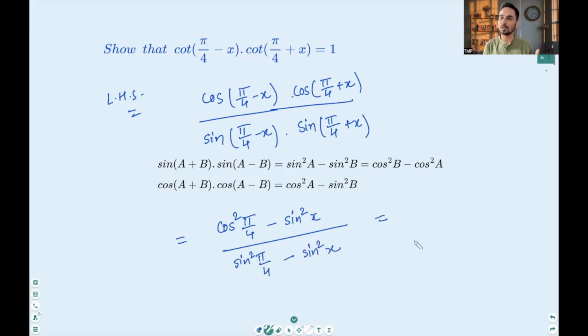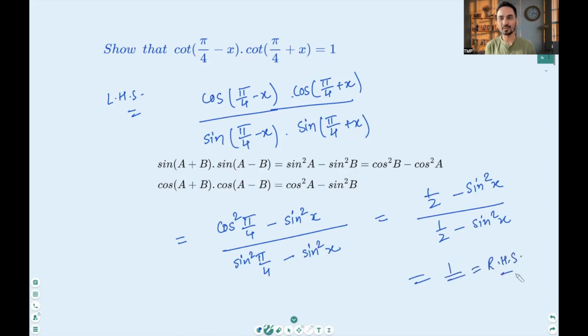We know that cos 45 is 1 over square root 2. So cos square 45 will be 1 over 2 minus sine square x. And similarly, we know that at 45, cos and sine have the same value. Sine square 45 will also be 1 over 2 minus sine square x. And here the numerator and denominator are the same, so we can cancel them out and we'll get 1. And that is your right-hand side.